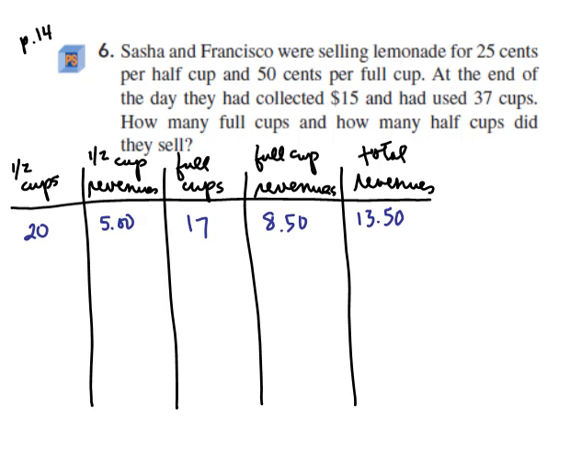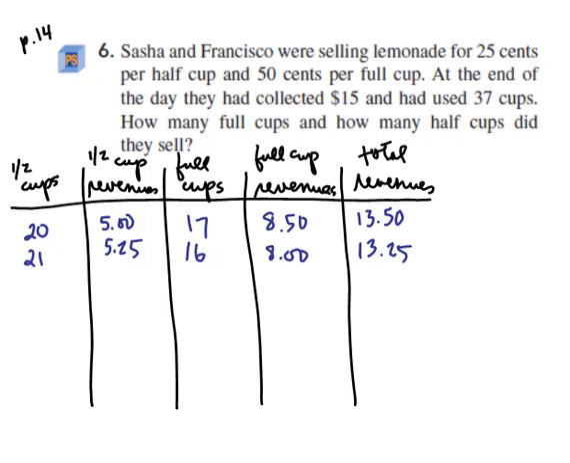If I add a half cup, I'm going to have to decrease a full cup. So let's try that. I added one more half cup, giving me 21, and I decreased one full cup, giving me 16. I still have a total of 37. Now my half cup revenues are going to go up to 5 and a quarter. My full cup revenues are going to go down to $8. And unfortunately, what you should see happen is that my total revenues decreased by 25 cents. So continuing to add half cups and decrease full cups will not get me there. So I need to use a different strategy, and that is to add full cups and decrease half cups.